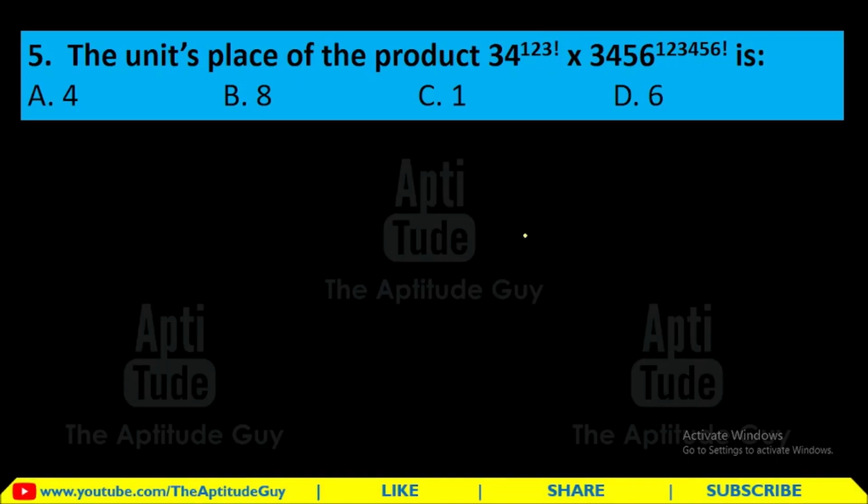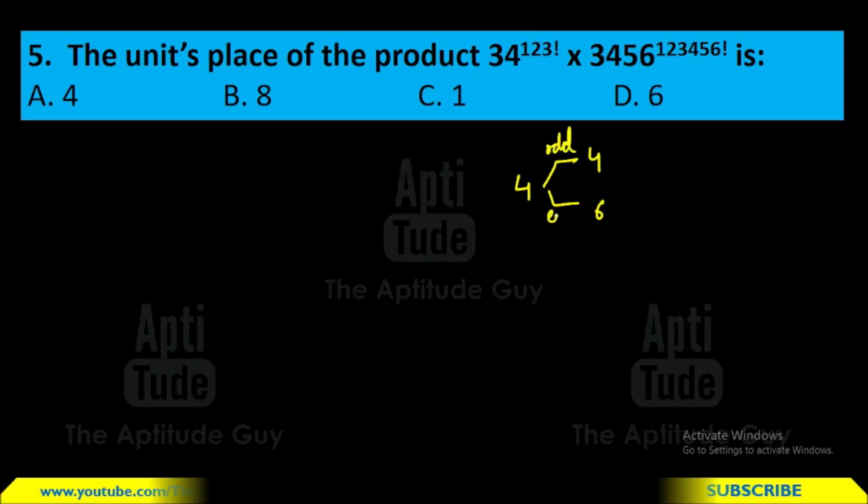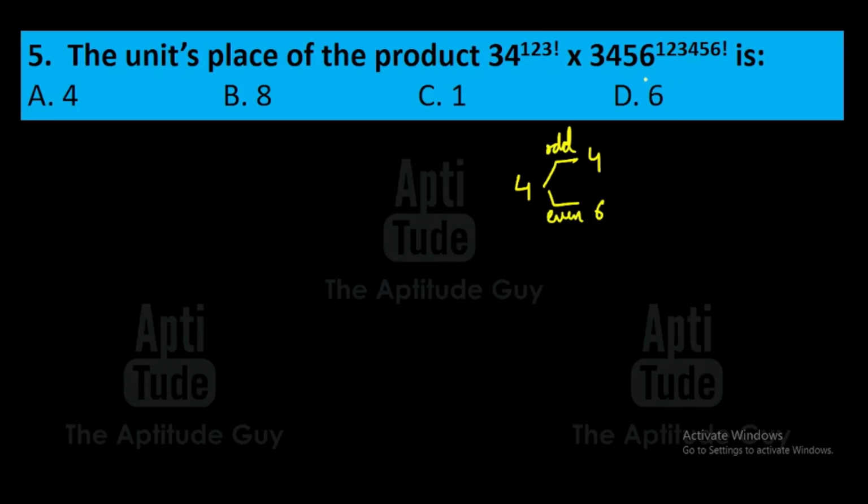Alright, let's do it. Now we have 4. What is 4's power cycle? We have 4 and 6. We have odd and we have even. And this one is 6. 6 is a beautiful number over here because 6's power cycle has only one term. That is 6 itself, because 6 to the power anything ends with 6.